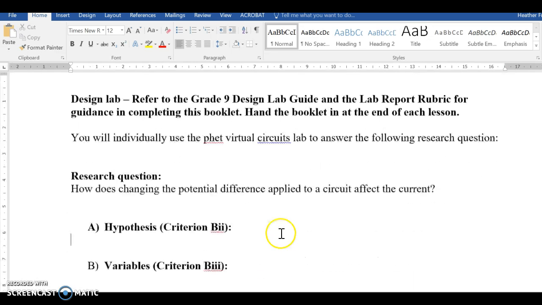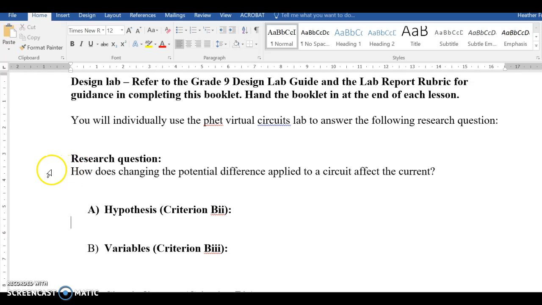Today's investigation is going to be looking at this research question. How does changing the potential difference that's applied to a circuit affect the current? So we're looking at the relationship between potential difference and current. You're going to use the PhET Virtual Circuits Lab to answer this research question by designing an investigation. And in this screencast, we're going to look specifically at how to frame your hypothesis.